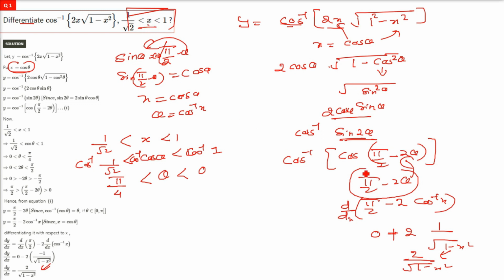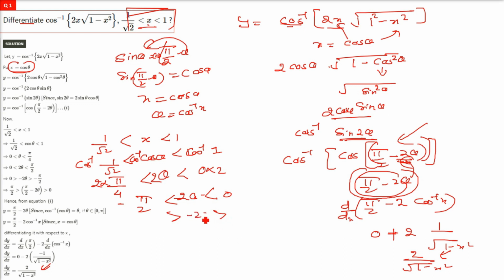When you have theta between pi by 4 and 0, the expression you are differentiating is pi by 2 minus 2 theta. So what you are handling is 2 theta. So multiply 2 both sides. So this 2 theta is actually between pi by 2 and 0. And between 0 and pi by 2, whether it is sine, cos, tan or whichever, cosec, sec or cot, it is always safe. Here you have pi by 2 minus 2 theta, so I am multiplying by minus on all sides. So the inequality will change. Now I am adding pi by 2.